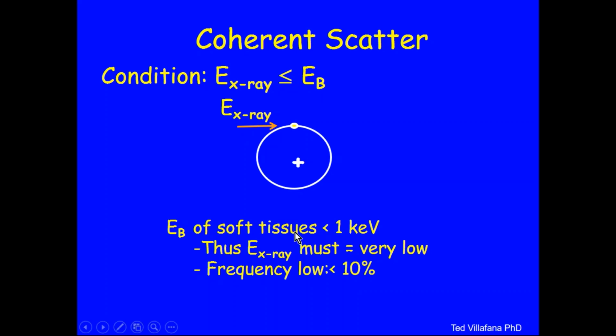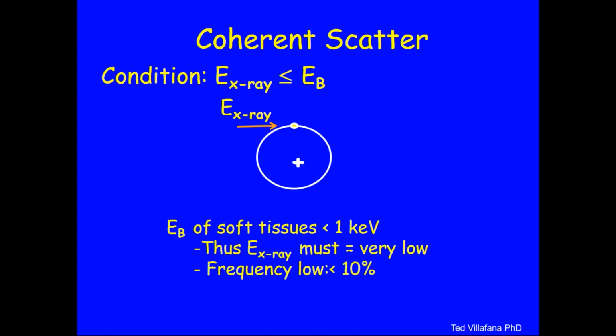But what is the binding energy of soft tissue? It's less than 1 keV. So these X-rays have to be extremely low energies, very low energies, for this to work. So right off the top, the frequency of this mechanism is going to be relatively low. And it's going to mean that coherent scatter is going to be, well, less than 10%.